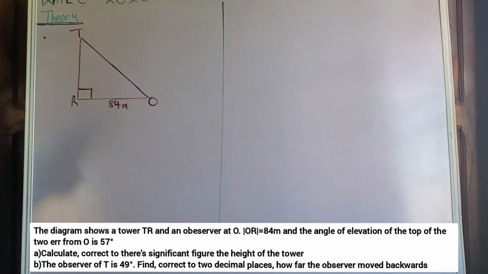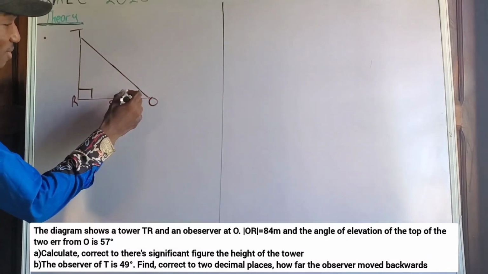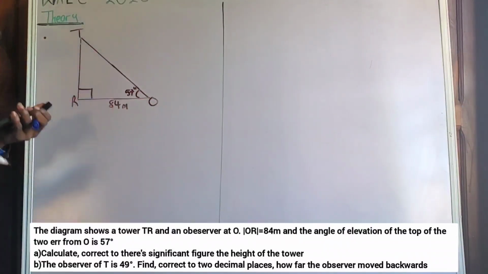The diagram shows a tower TR and an observer at O. Line OR is 84 meters and the angle of elevation of the top of the tower T from O is 57 degrees. The angle of elevation is this 57 degrees. Calculate, correct to three significant figures, the height of the tower.